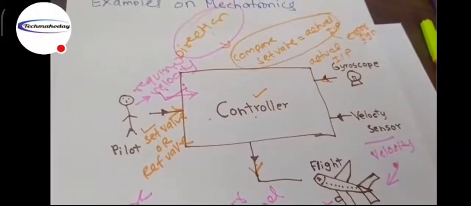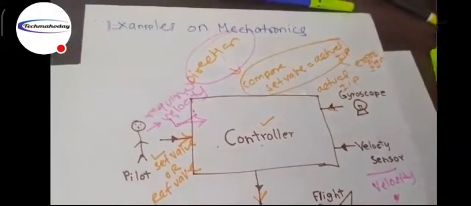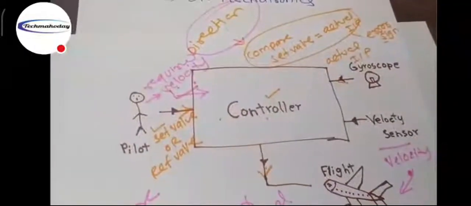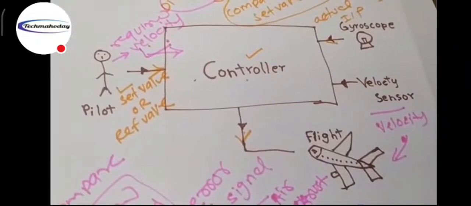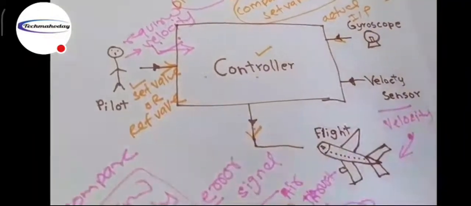Here you can see that mechatronics is the combination of different fields: mechanical, electronics, computers, IT, etc. You know that the flight is completely made of metals, and there are different motors and actuators. All the things are controlled by the software. Here we will see the two sensors, the gyroscope and the velocity sensor.